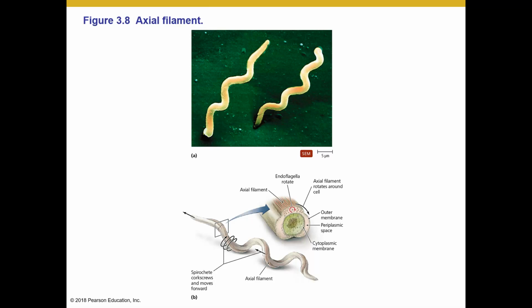Instead, they have axial filaments, flagella wrapped inside their cell wall between layers. When they spin, the whole cell corkscrews through tissue. This helps them burrow into places other bacteria can't reach, like between skin layers or blood vessels. Clinical connection? That corkscrew motion is what makes T. pallidum so invasive and hard to detect early.